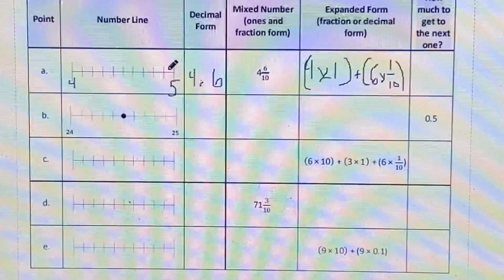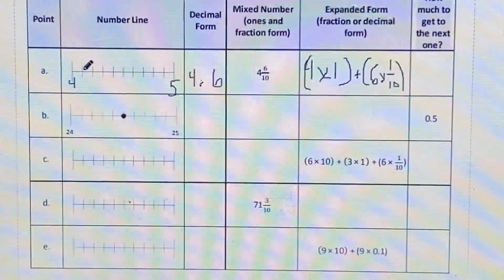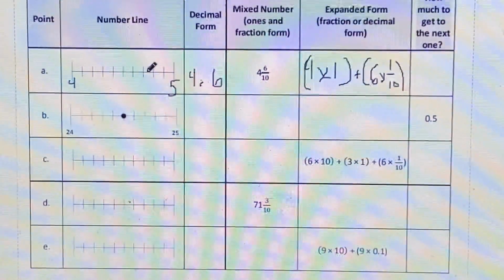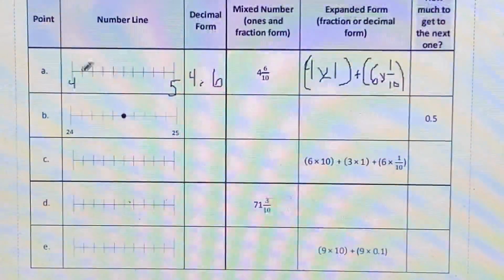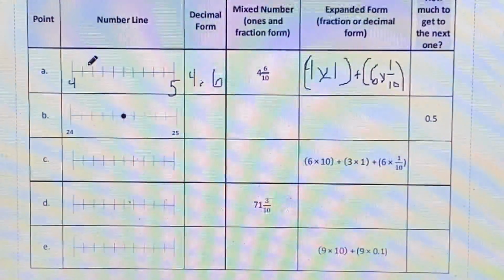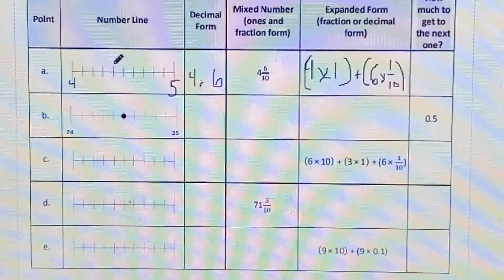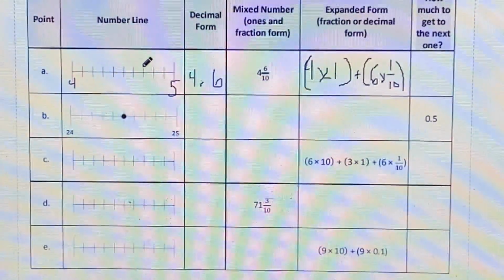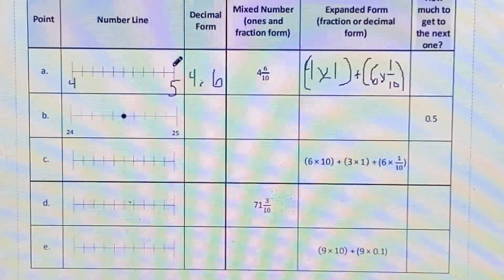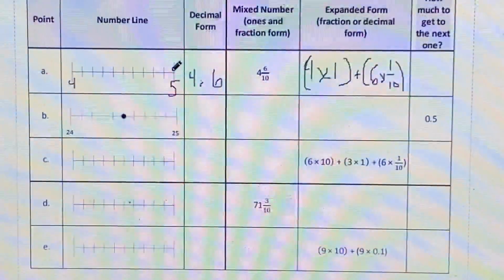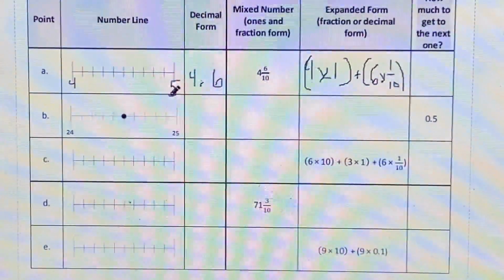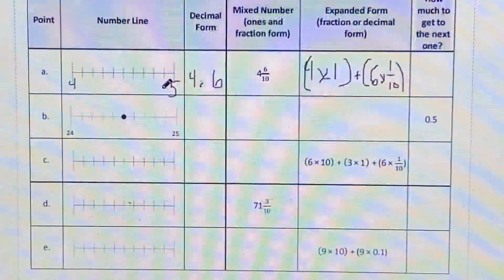Luckily for us, we've already had it decomposed on the line by tenths. I'm going to count it. Look, 1/10, 2/10, 3/10, 4/10, 5/10, 6/10, 7/10, 8/10, 9/10, 10/10. And that 10/10 should be on the next whole number, right? Just like we connected, 10/10 is a whole.